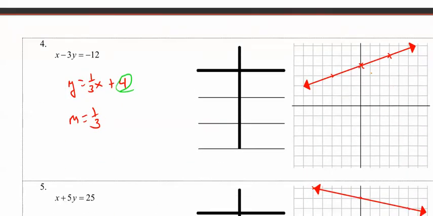And let's look at one more. We want up 1, right 3, 1/3. Could go down and left, down 1, and left 3. All right? These are some things I wanted you to notice. And now let's actually do some graphing.